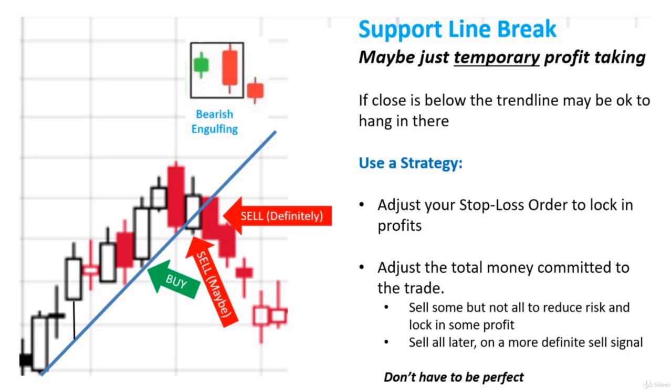So the idea is I've made a profit, I'm going to lock in some of those profits. I think I might have a false breakout, maybe some temporary profit taking. I'm going to hang in there a little bit, but with a smaller position, a smaller amount committed, because I've already taken some of it out.